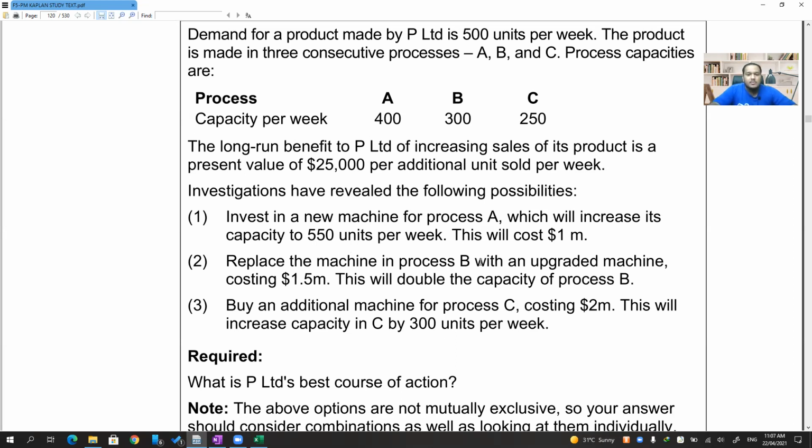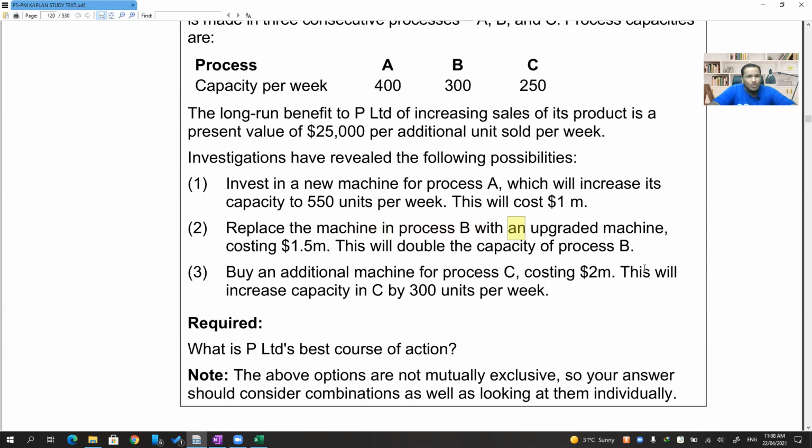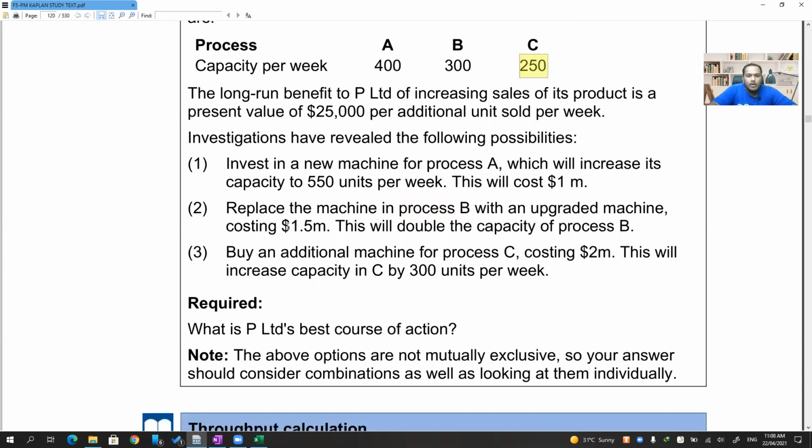Second one is replace the machine in process B with an upgraded machine. I don't want to upgrade B. Already B is having 300. C is limiting my production to 250. I have to enhance C, not A or B. It will cost me 1.5 million. It will double the capacity. Okay, fine. Buy an additional machine for process C costing $2 million.